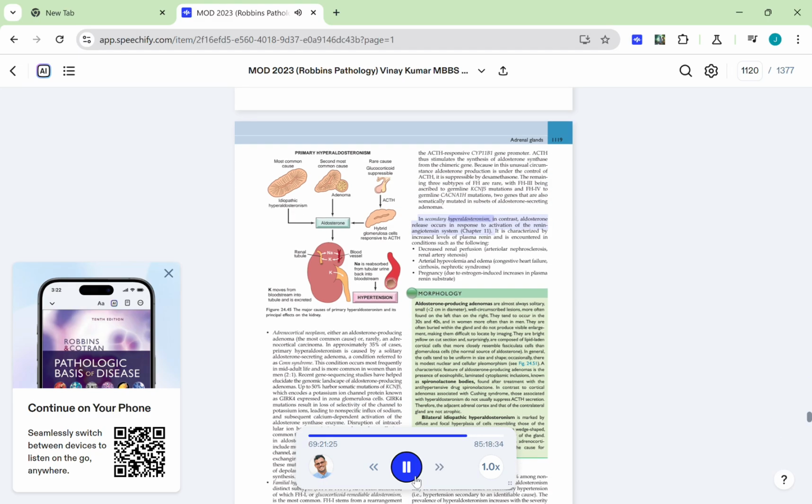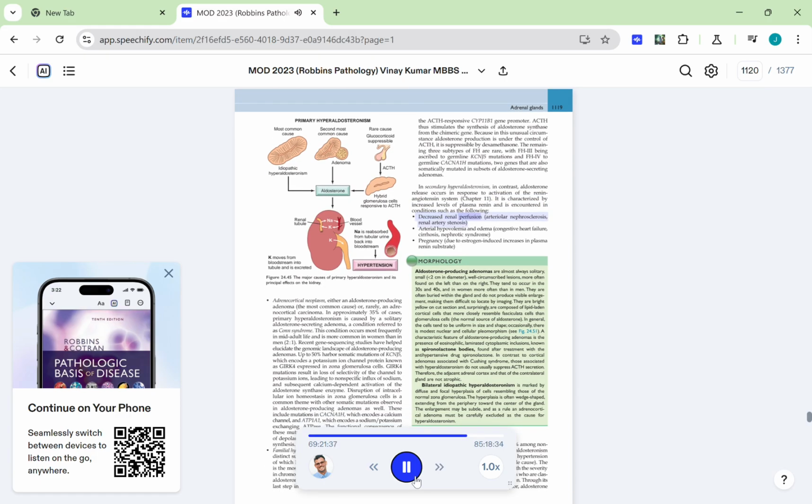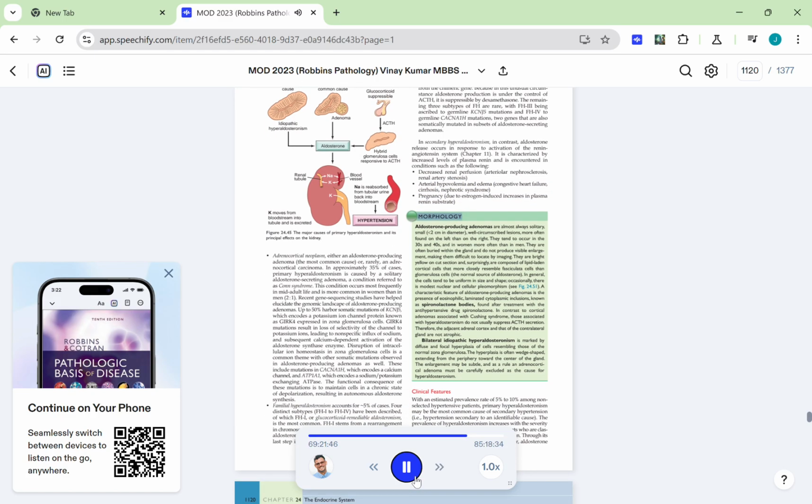In secondary hyperaldosteronism, in contrast, aldosterone release occurs in response to activation of the renin-angiotensin system. It is characterized by increased levels of plasma renin and is encountered in conditions such as the following: decreased renal perfusion, arterial hypovolemia and edema, pregnancy. Morphology.